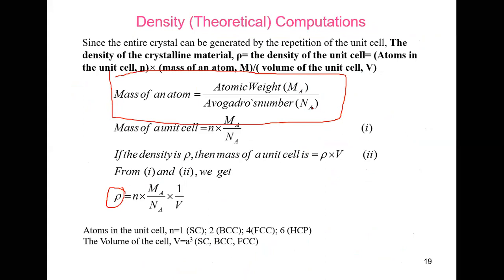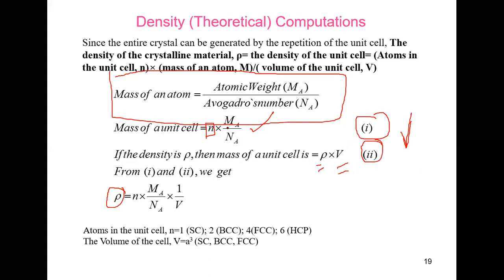Just now we have calculated the number of atoms per unit cell. If we denote the number of atoms per unit cell by N, then the mass of a unit cell will be N multiplied by Ma divided by Na, which is the mass of an atom. So that will be the mass of a unit cell. Now, if the volume of the unit cell is V, and you know that density is mass per unit volume, if you multiply rho by V, that is also the mass of the unit cell. So equation 1 and equation 2 actually represent the same thing.